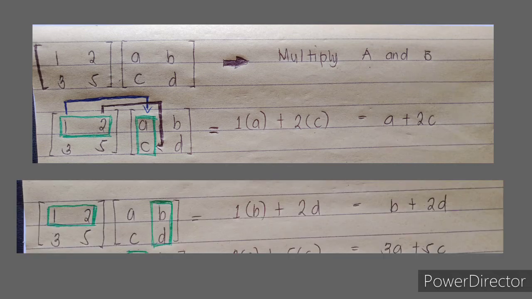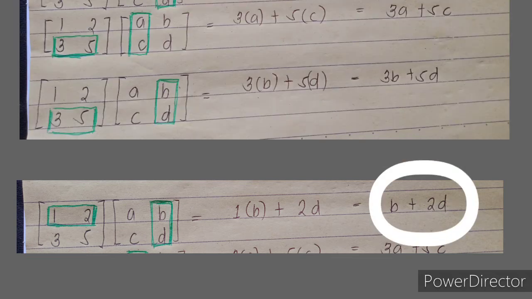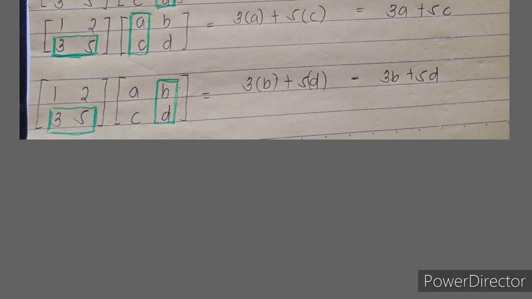Next, multiply the first row of A and the second column of B, where the first row in A are 1 and 2, and the second column in B are B and D. By multiplying, we get 1 times B plus 2 times D, which is equal to B plus 2D. Continue the pattern to complete the solution. Let's proceed to the next.